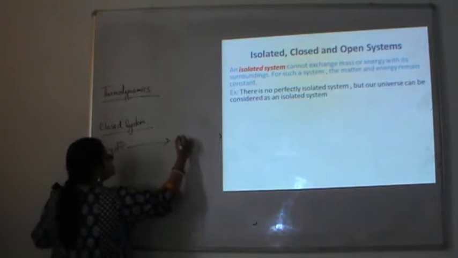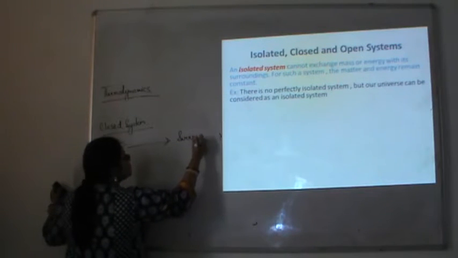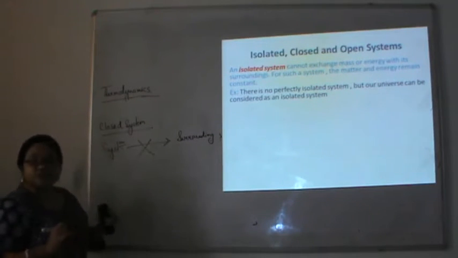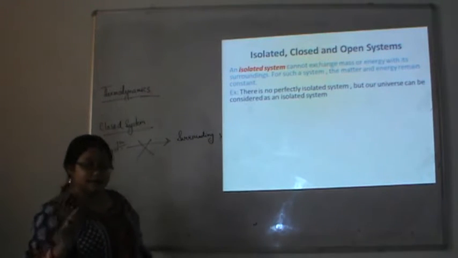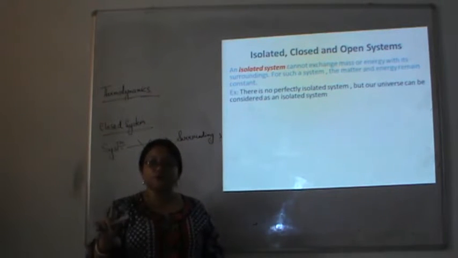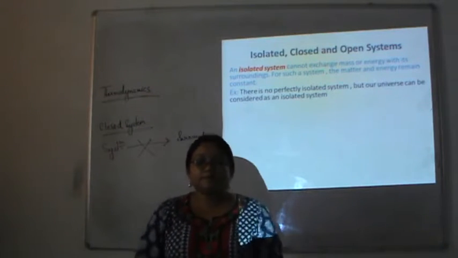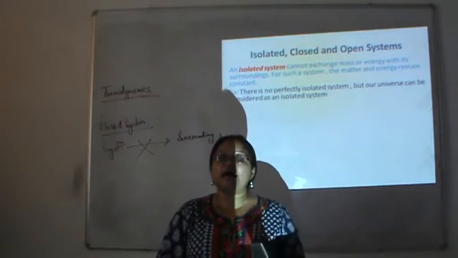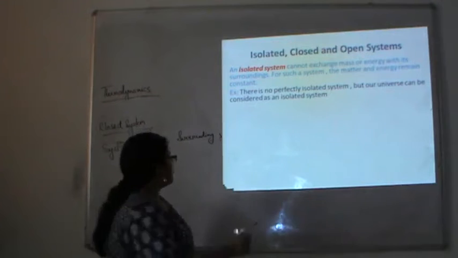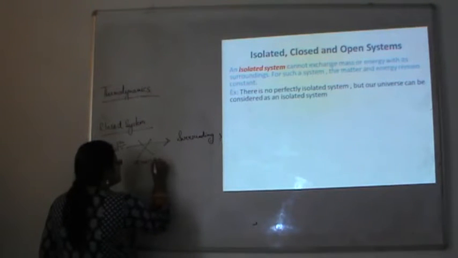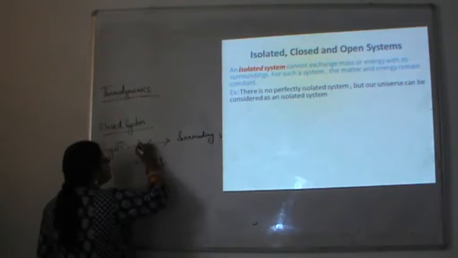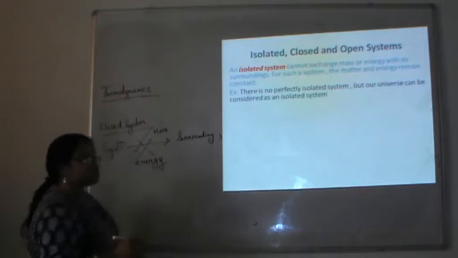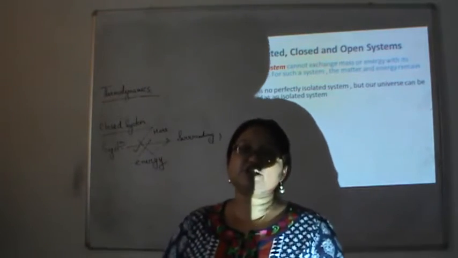In a closed system, mass change is not possible. A closed system cannot exchange mass with the surroundings, but it can exchange energy with the surroundings. Energy exchange is permitted, but mass exchange is not permitted.